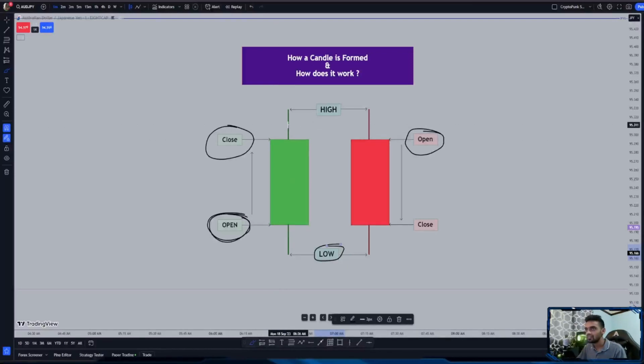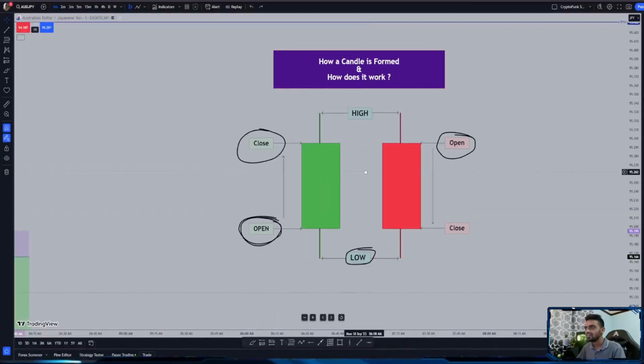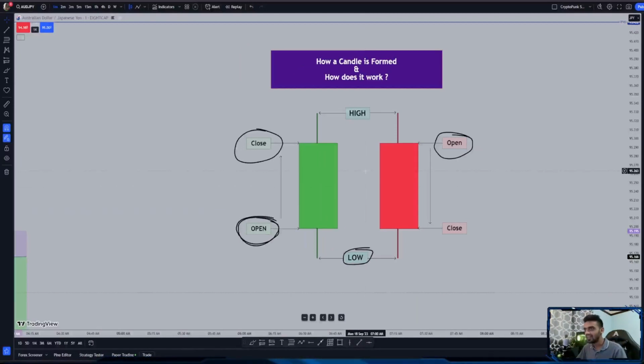If there is no wick, let's say there is no wick like this, so the high is at the closing price here. But let's not get confused, because I want to make it very simple and clear for everyone to read a price action from one single candle.